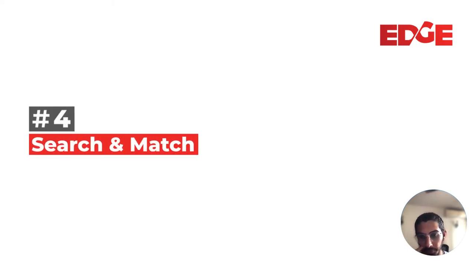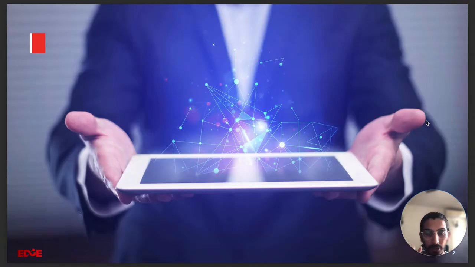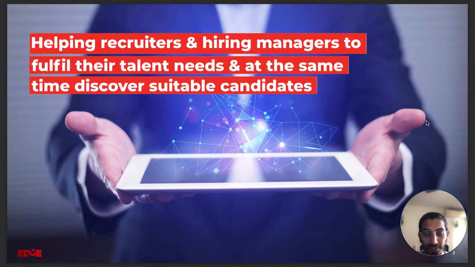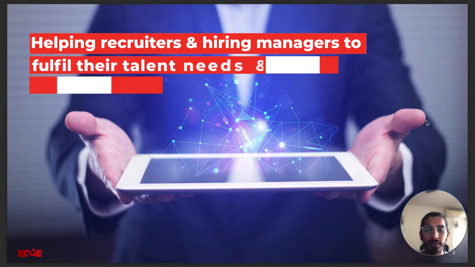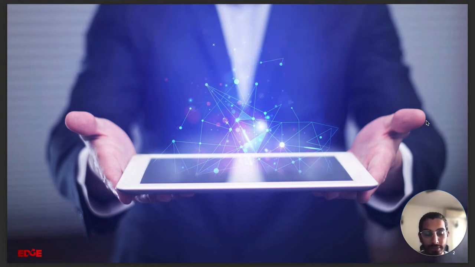Now let's move to the next capability, which is search and match, a very important capability which is helping recruiters and hiring managers to fulfill the talent needs and at the same time to discover the candidates. Obviously, three capabilities play an important role: the knowledge graph, which has the knowledge about all the information; JD analysis, which is analyzing the JD better, understanding the JDs to see the need of the recruiters and the users; and resumes through resume parsers to understand the candidate better.